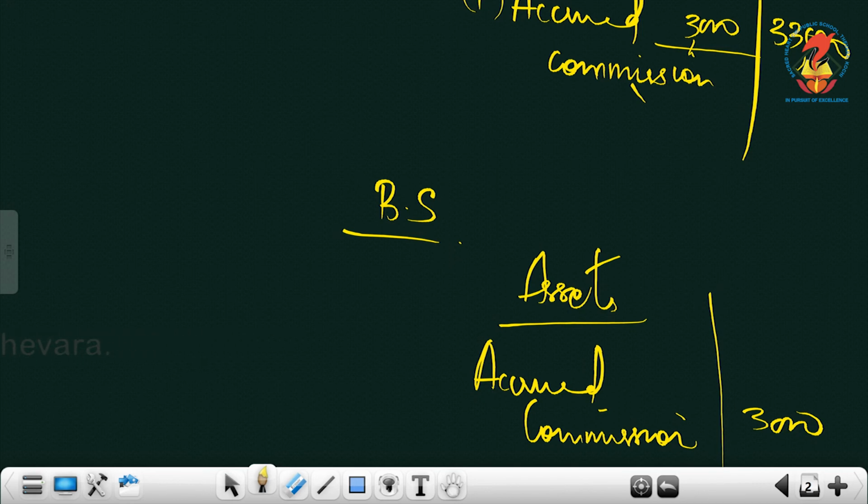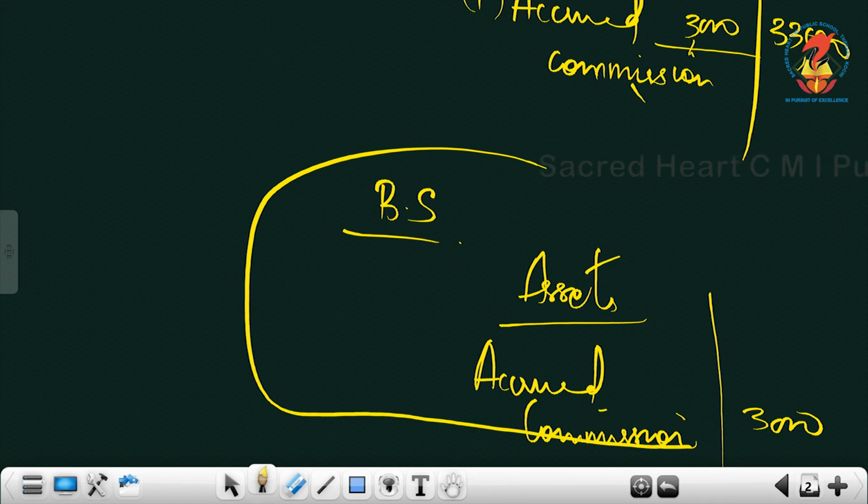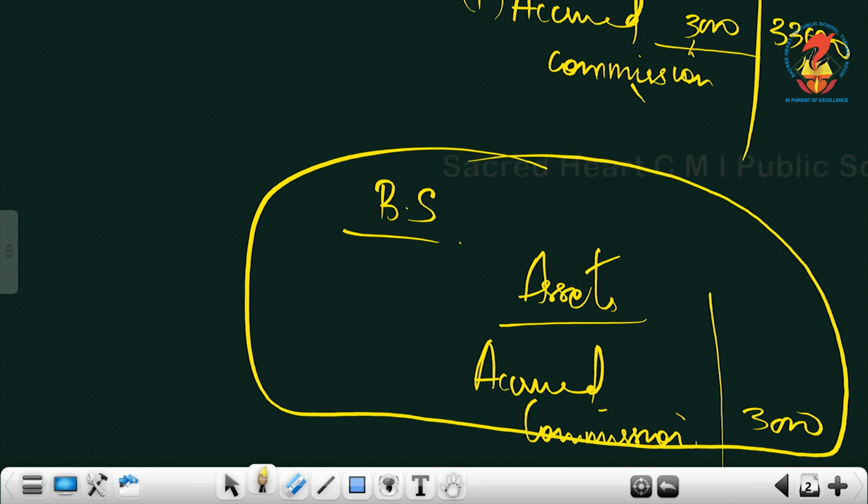Then the next subhead: when accrued incomes or outstanding incomes are given inside the trial balance, you have to see the basic nature. The basic nature is an asset. This is the answer for the second subhead. Only in the balance sheet will you be showing it. Though I am not repeating it again, you have to write the second subhead and write this particular portion.